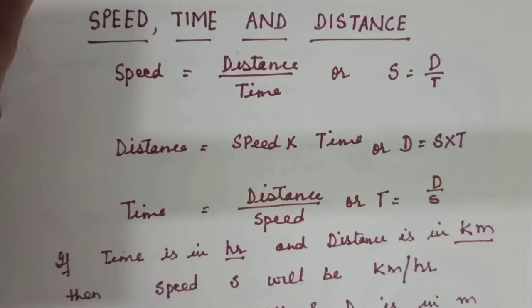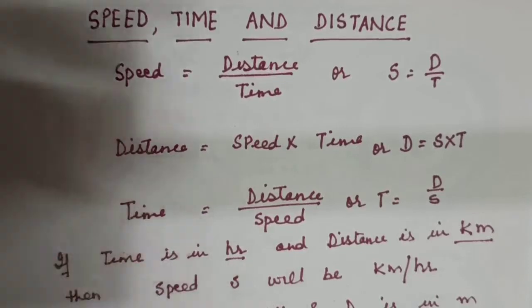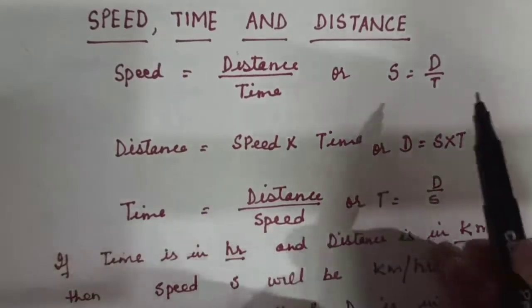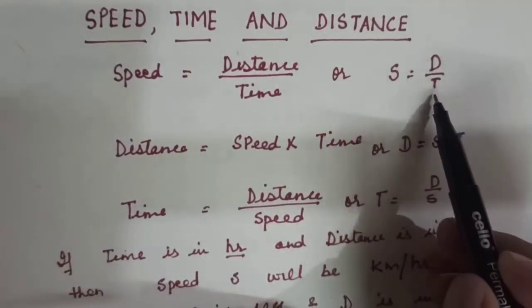Hello students, let us start with our next topic, speed, time and distance. You all know what speed is. Speed means distance upon time. So speed can be written by S, distance by D, and time by T. So speed becomes distance upon time.